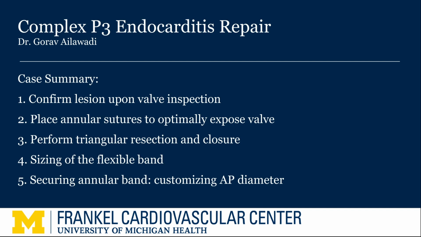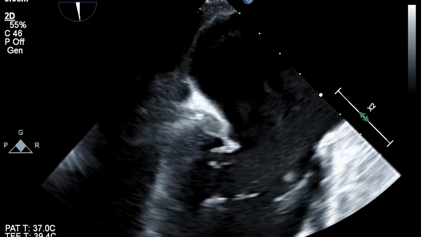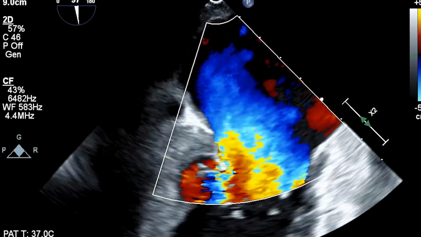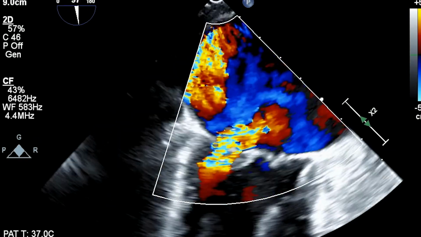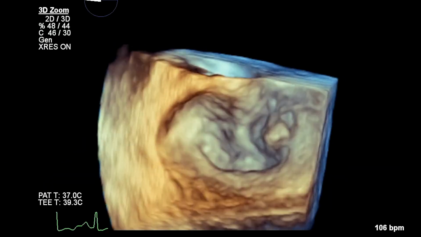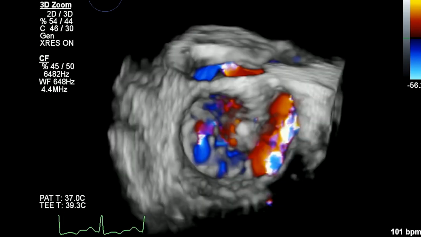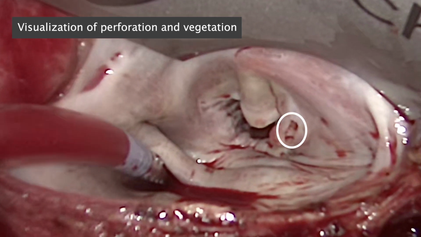the AP diameter. This is the intraoperative TEE, showing a prolapse of P3 as well as a second jet due to a perforation of the P3 component of the valve. Once we expose the valve, we identify the area of interest. You can see a vegetation as well as a perforation of the P3 segment.